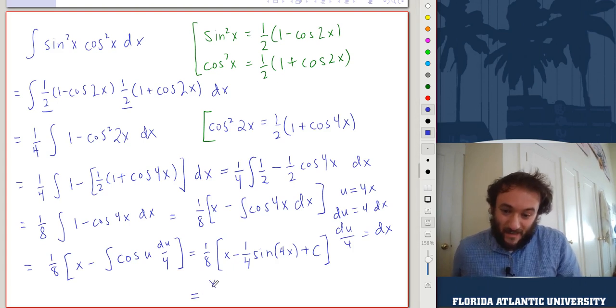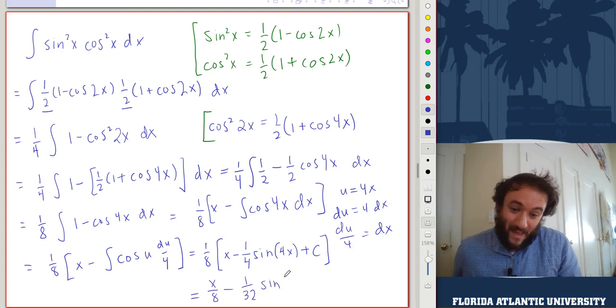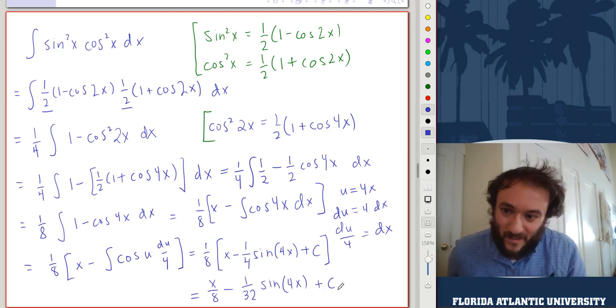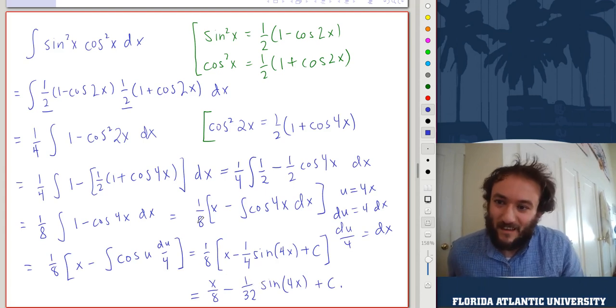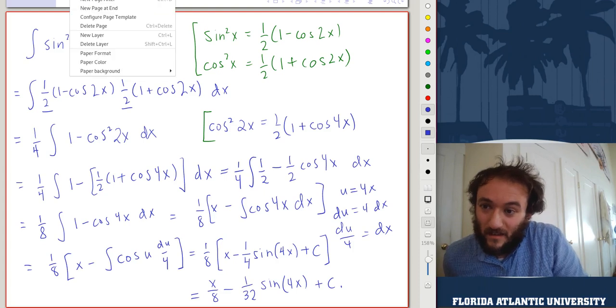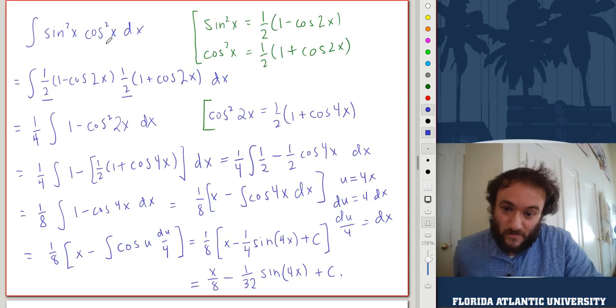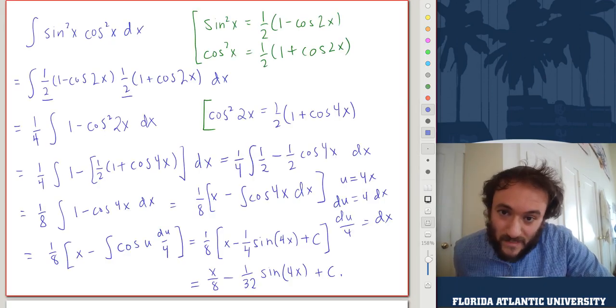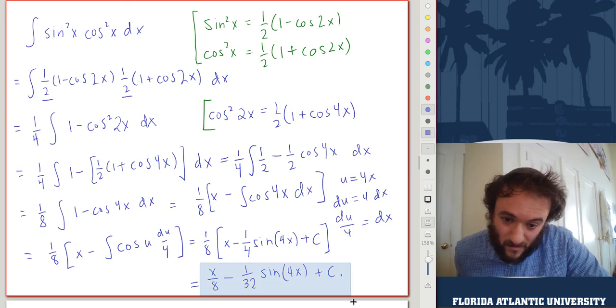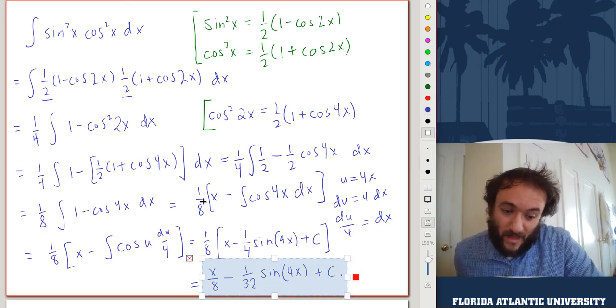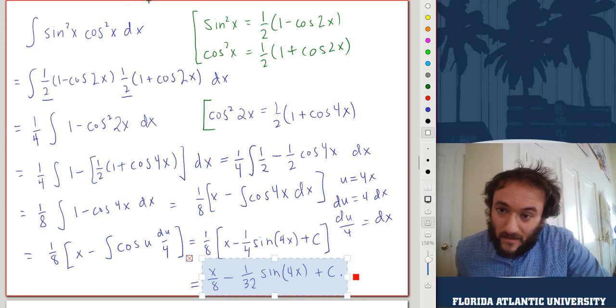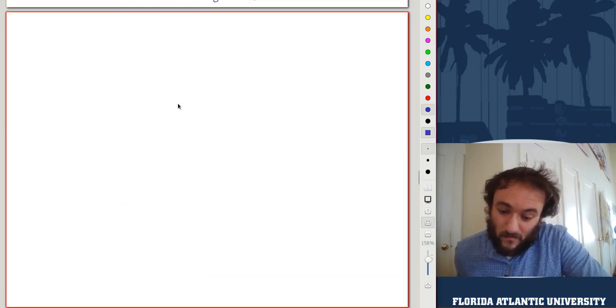Okay, so after all of that, we have our answer. It's x over 8 minus 1 over 32 sine of 4x plus c. Okay. That was a tricky problem, but worthwhile, I think. And let's add in one more slide here and just double check that that's truly the correct integral. So if we take this, we're going to copy that and insert it here.